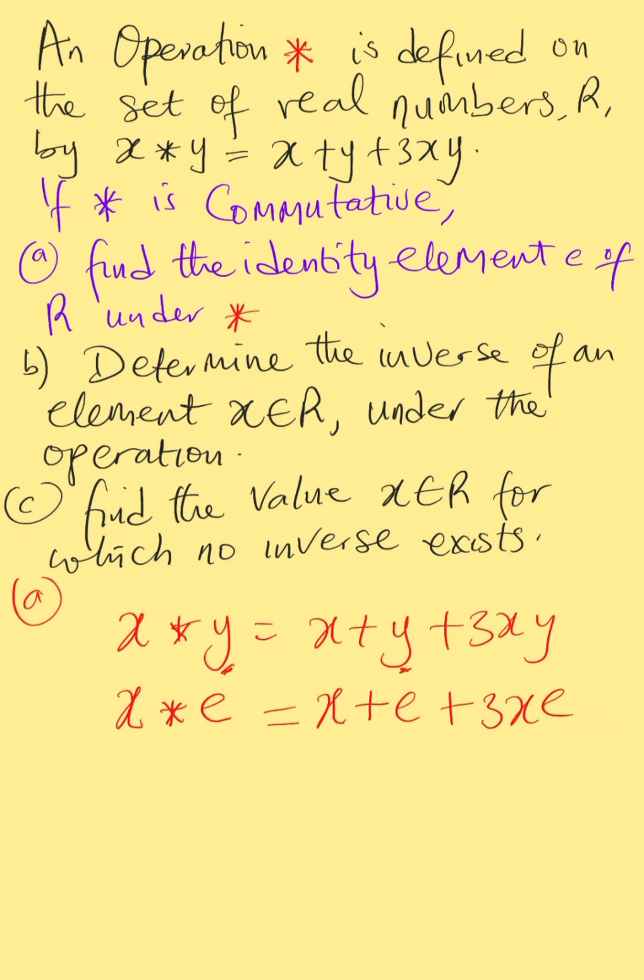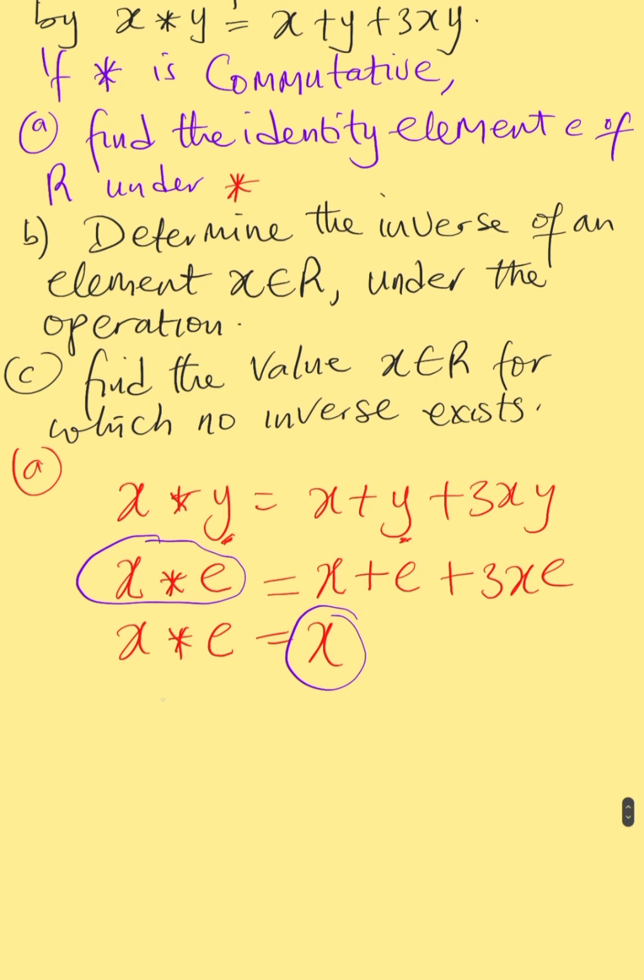And you know that x star E must be equal to x. Whenever you operate any element with its identity element, it will still be itself. So I will remove this x star E and put x because x star E is equal to x. Therefore, I am not wrong if I write that x is equal to x plus E plus 3xE.